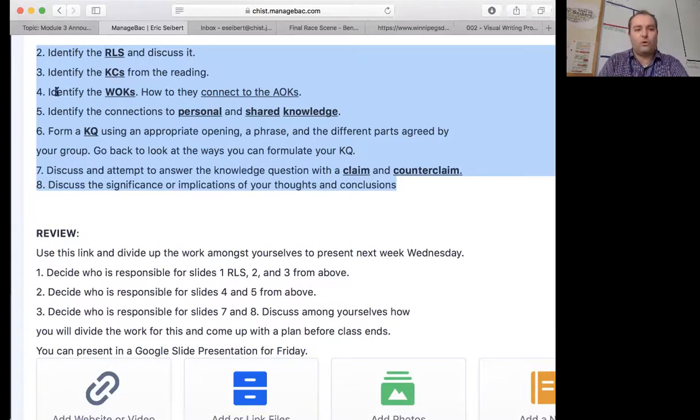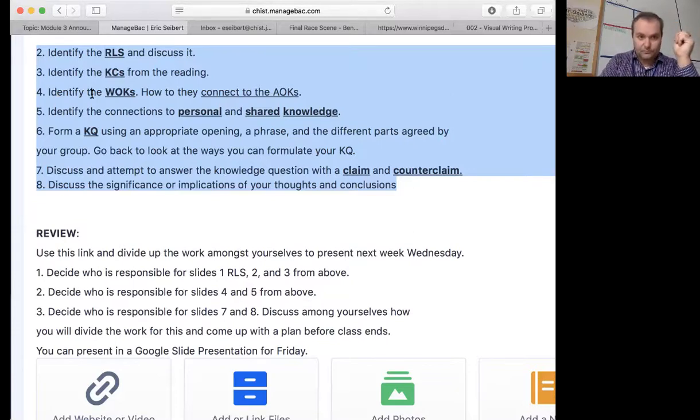So the number 4 that I have here, the WOKs. For this mini presentation, I mix it up. Sometimes I'll give them a WOK, sometimes I'll give them multiple WOKs. For this one, I ended up giving them, I believe, a couple AOKs. For those of the WOK, AOK, ways of knowing, the areas of knowledge that will help them put together the presentation.